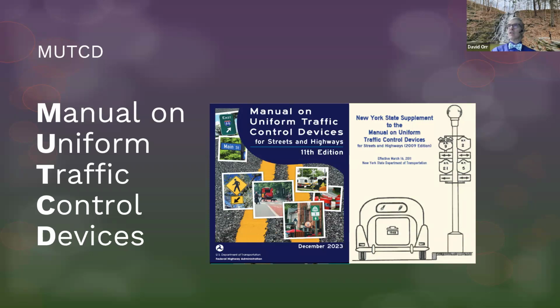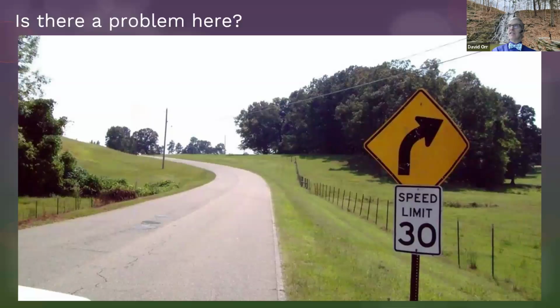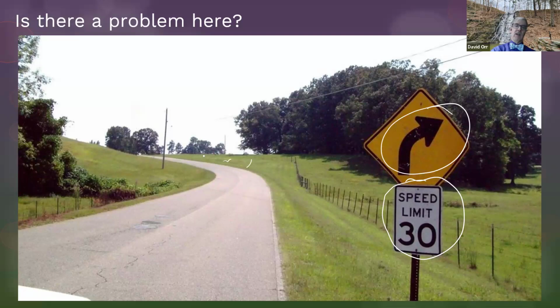But the key for curves is we want signage to help people navigate the curves safely. So is there a problem here? Yeah, pretty easy. Everybody can tell there are about five or six things wrong here, not the least of which is, obviously, we don't want to put a regulatory sign on the same post with a warning sign. The curve is pointing in the wrong direction. It might help to have some chevrons and delineators through here, some edge line markings, things like that. There are all kinds of things we know could be improved here.